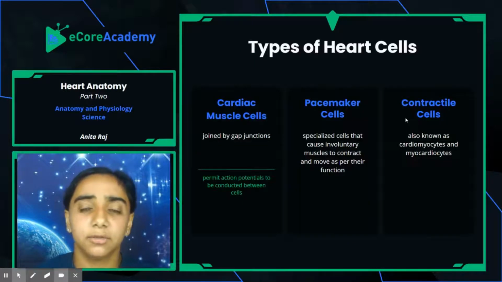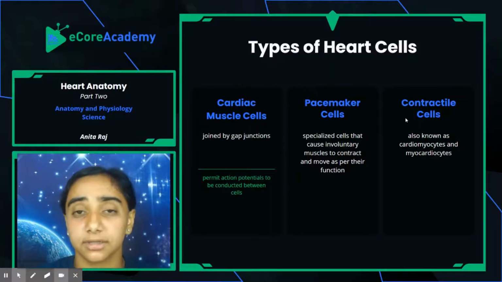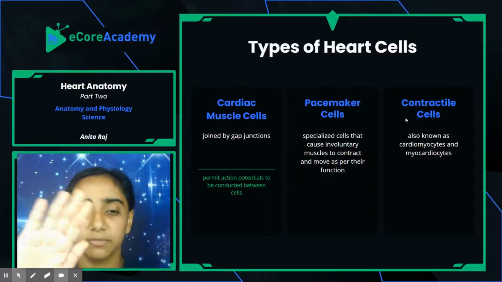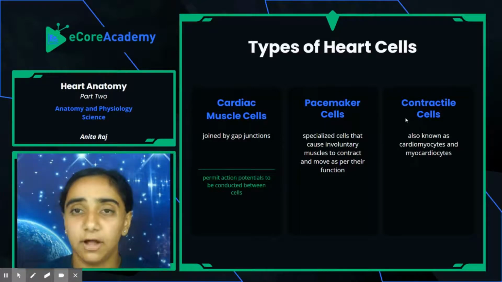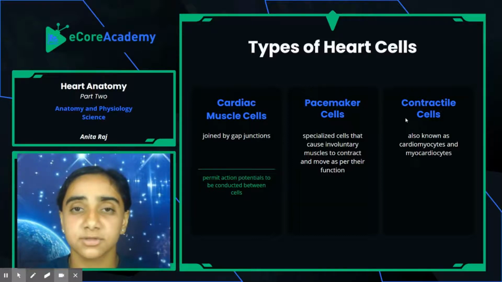Okay, so now that we're done with the valves and the atria and the ventricles, let's talk about some types of heart cells. So heart cells are important because they're part of what's called the conducting system of the heart. The heart is an involuntary muscle. What does this mean? So if I move my hand like this, I'm voluntarily moving it. I'm controlling my hand. It is a voluntary movement. Therefore, the muscles that are part of that are voluntary muscles.